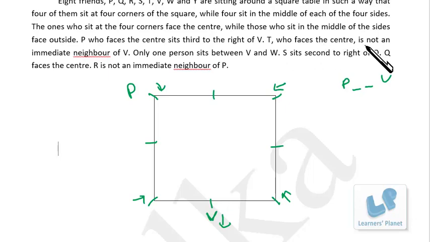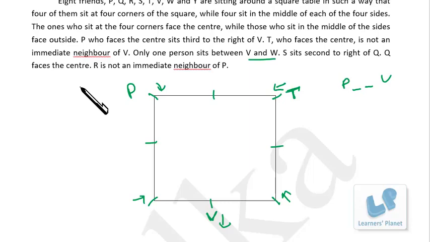T who faces the center is not an immediate neighbor of V. That means T is not here, not here, so T has to be here. Because he's facing the center, he's sitting at the corner. So T is over here. Only one person sits between V and W. S sits second to the right of Q. Q faces the center, so there is just one person between S and Q.